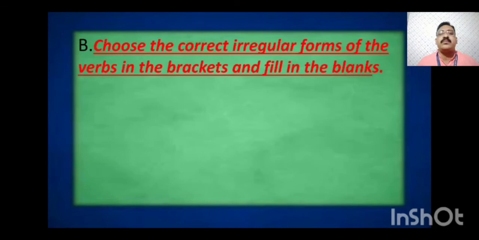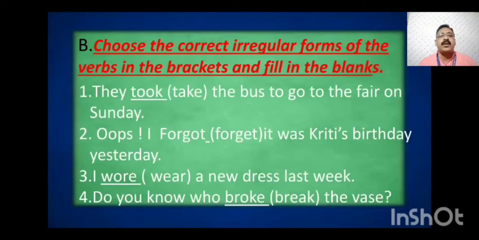Now we will see bit number B. Choose the correct irregular form of the verb in the bracket and fill in the blanks. They took (take) the bus to go to the fair on Sunday. We have to write the irregular form of the verb given in the bracket. Take irregular form is took. Take is present form, took is past form, and past form is called irregular form of verb without having d or ed.